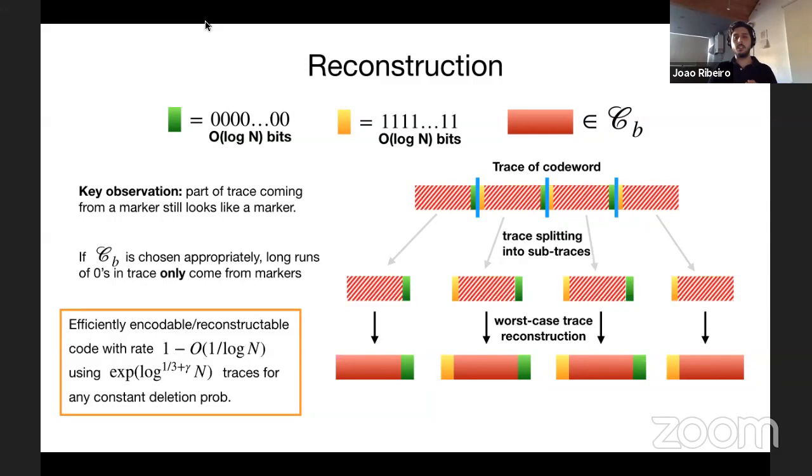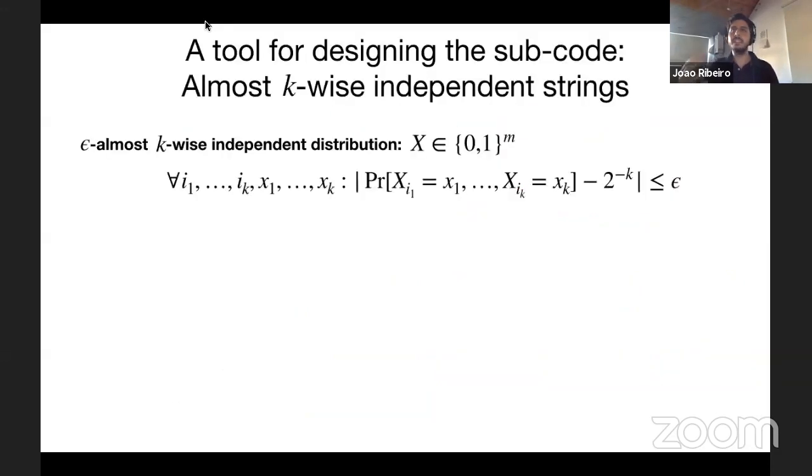My question is, do markers go through the deletion channel or no? Oh yeah, they do, of course. The whole thing goes through a deletion channel. Then how can we be sure that there are no burst errors which take away the markers? There won't be, because the markers are long enough. With high probability, you won't see log n bits being deleted in a row, except with very small probability. Okay.